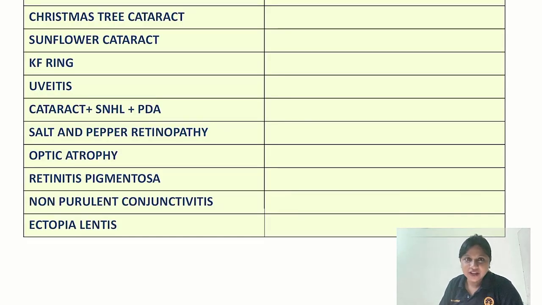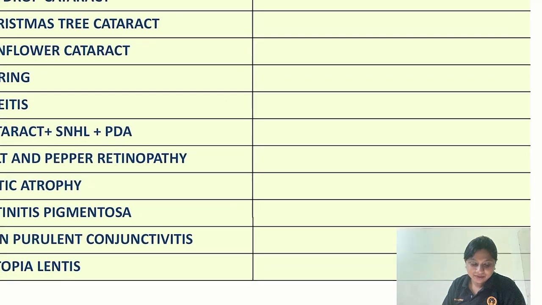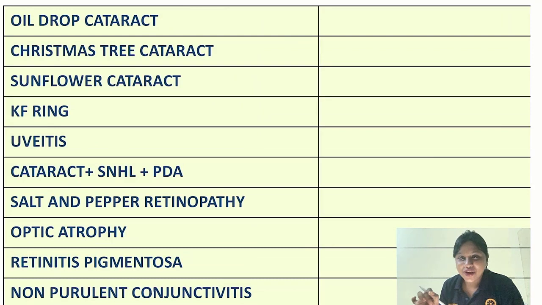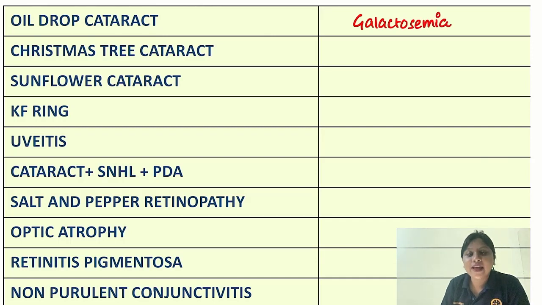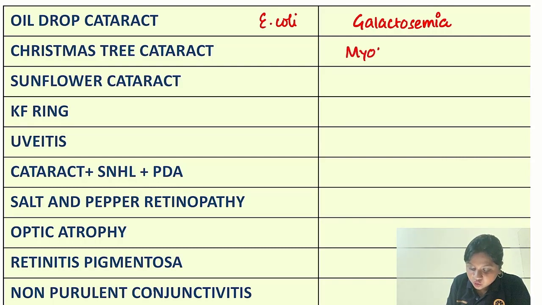In this topic, we are going to do eye manifestations in pediatrics. Okay. So oil drop cataract is found in galactosemia. And let me tell you, in galactosemia, we also get sepsis with Escherichia coli. So another one-liner is E. coli sepsis. Christmas tree cataract is found in myotonic dystrophy.